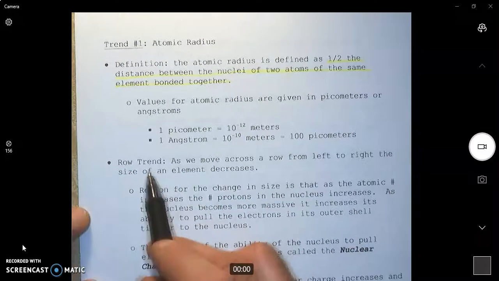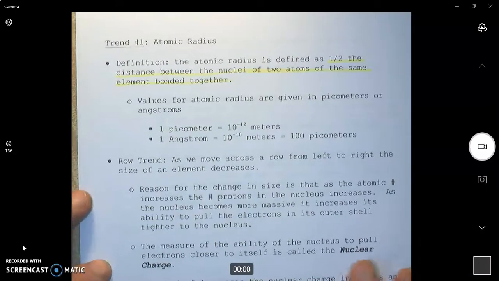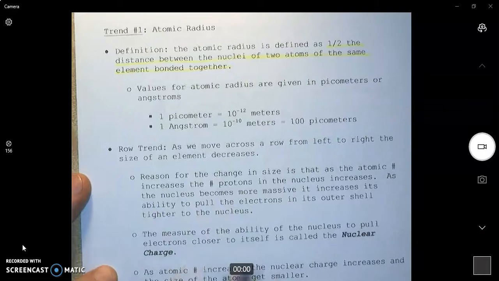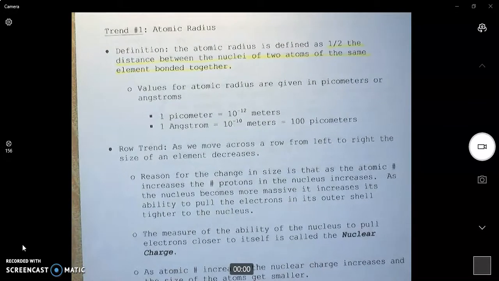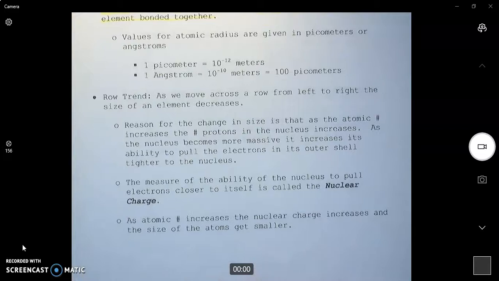Now, we know what the definition for atomic radius is, and what we want to focus on now is what is the trend across a row and why does that happen? And what we're going to see is it is going to relate or connect with nuclear charge going across the row. So if we go across a row, what we're going to see is that the atoms are going to get smaller. Even though they're getting heavier, they're going to get smaller as we go across from left to right.